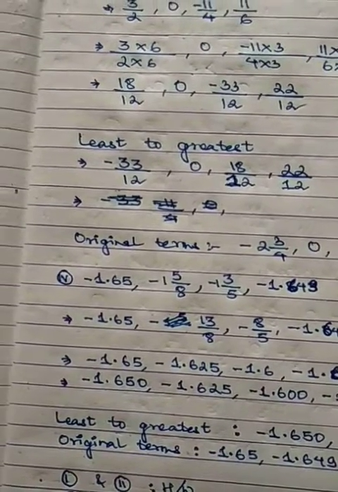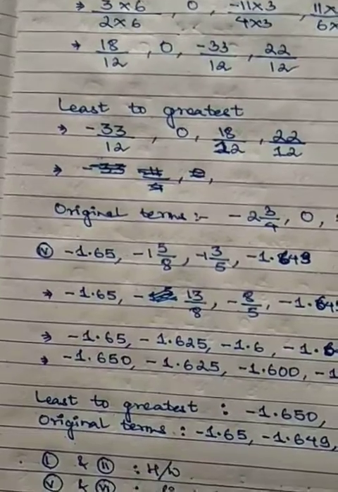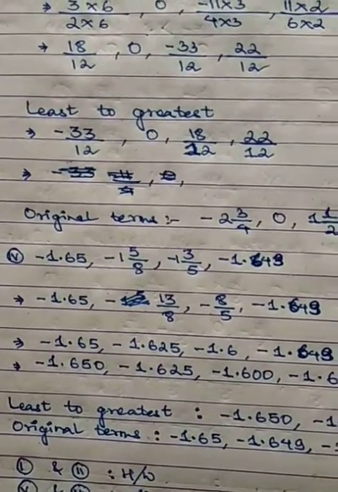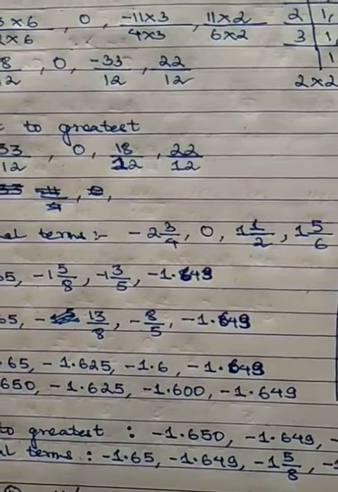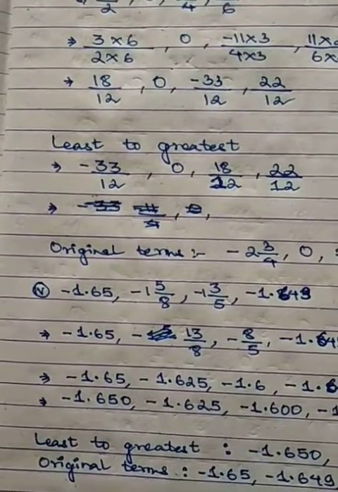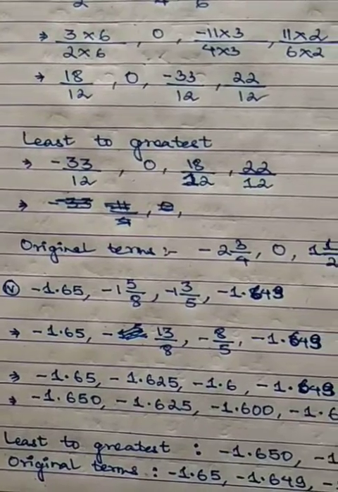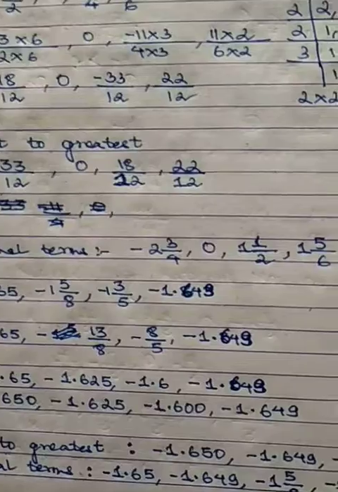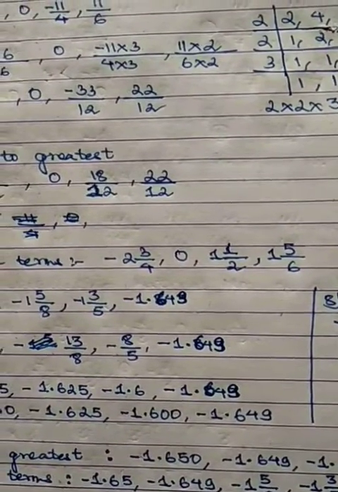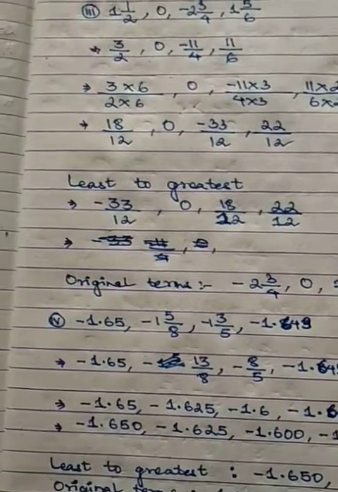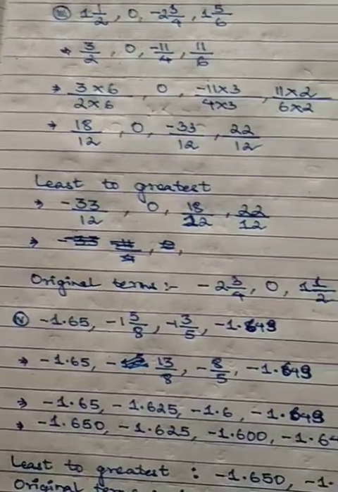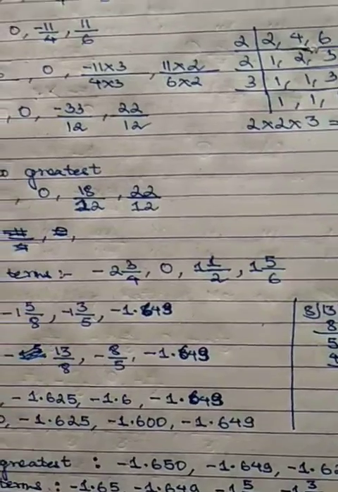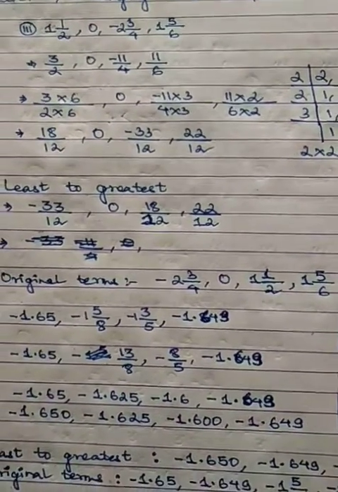Since these terms were not given in the question, finally what you are supposed to do is write the original terms as well. So the original terms are: for minus 33 by 12, the original term is minus 2 3 by 4, the first term. The second term is 0, as it is. For the third term, 18 divided by 12, the original term was 1 1 by 2. And the fourth term, 22 by 12, is again 1 5 by 6.